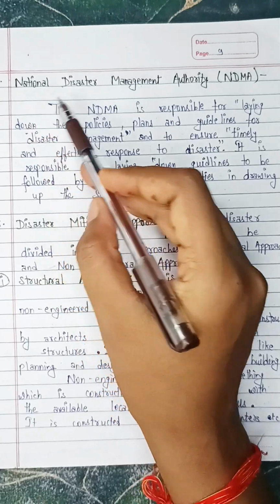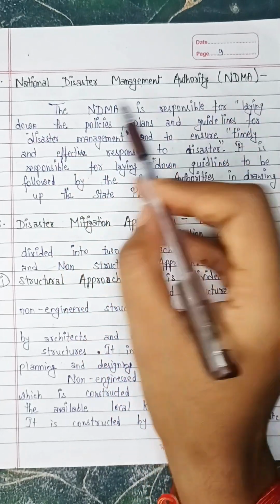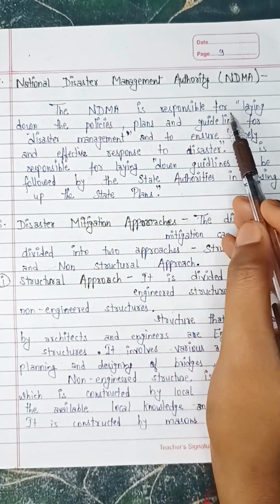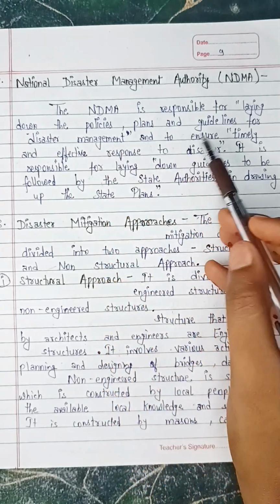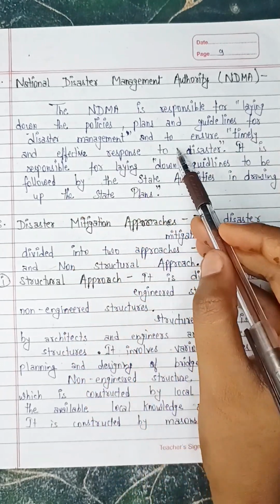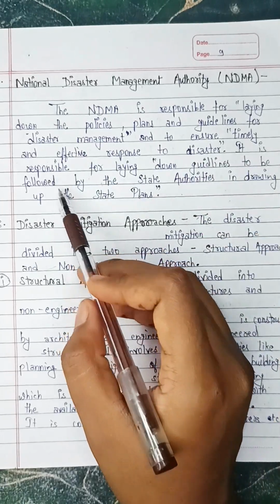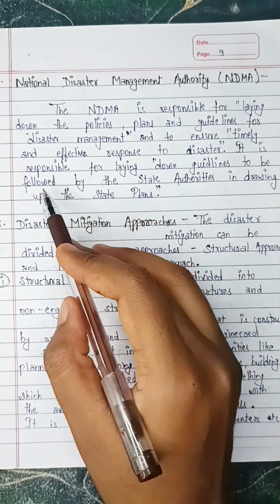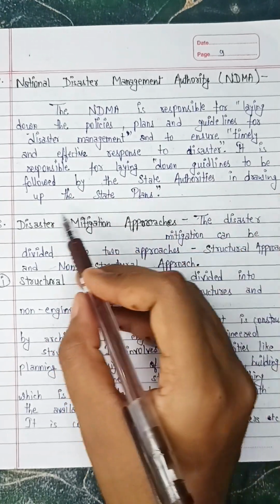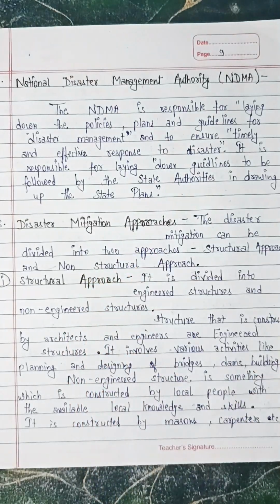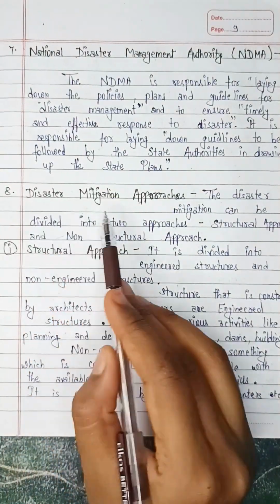Next is National Disaster Management Authority or NDMA. The NDMA is responsible for laying down the policies, plans and guidelines for disaster management and to ensure timely and effective response to disaster. It is responsible for laying down guidelines to be followed by the state authorities in drawing up the state plans.